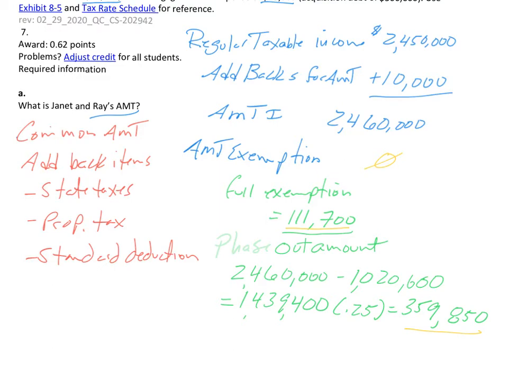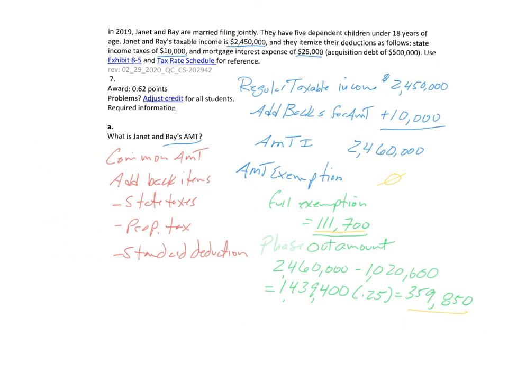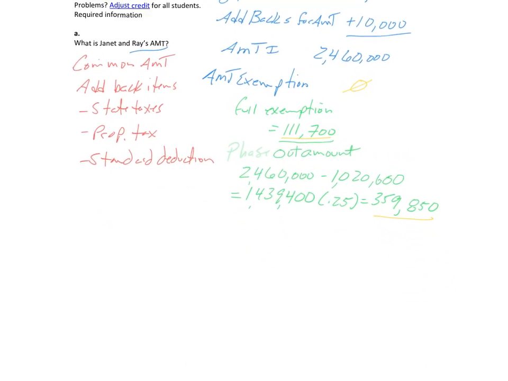All right, so I'm going to have to readjust the size of this a little bit, and then we'll scroll up. All right, so now what is our next step? Okay, so we've figured out their AMTI. We've dealt with the AMT exemption, and we know they don't get any. So now we have to figure out their AMT base. All right. And their AMT base is just their AMTI minus whatever their exemption amount was, which they don't have any. So their AMT base is still $2.46 million.